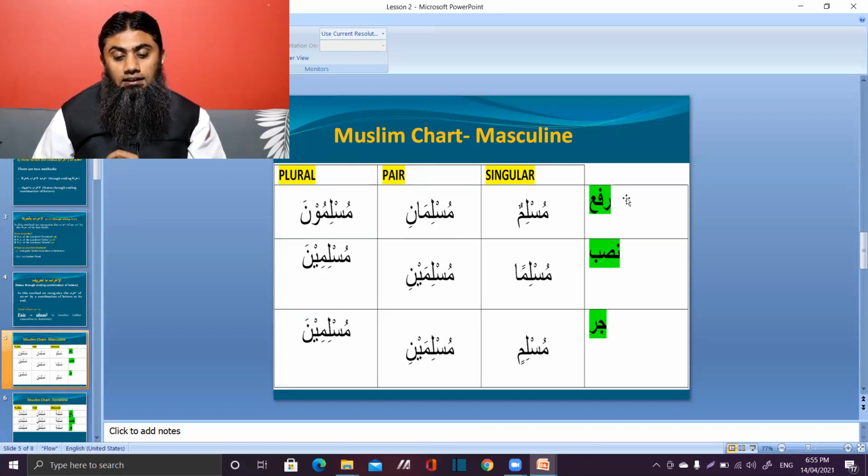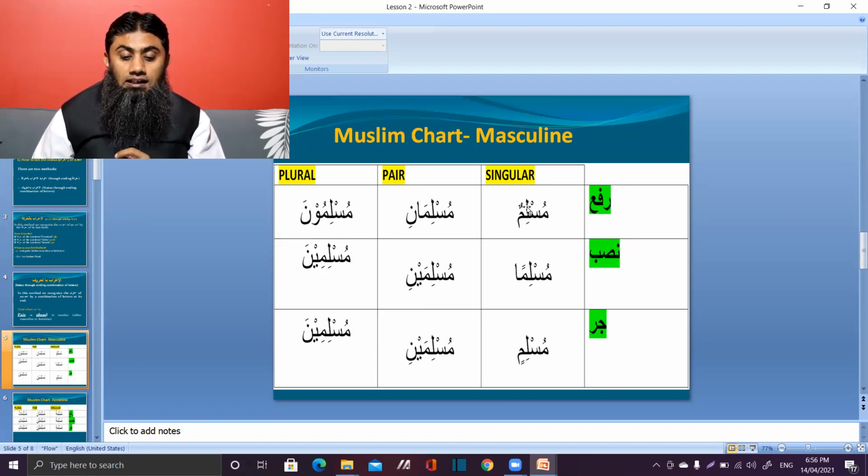Look at the horizontal line. At the start, it says rafa, nasab, and jar. Now, remember, we learned that the haraka method is used only for singular ism, which means this column. Now, how do we use this? We said that we will look at the haraka of the last letter. The last letter is mim. And what is the haraka? It says muslimun.